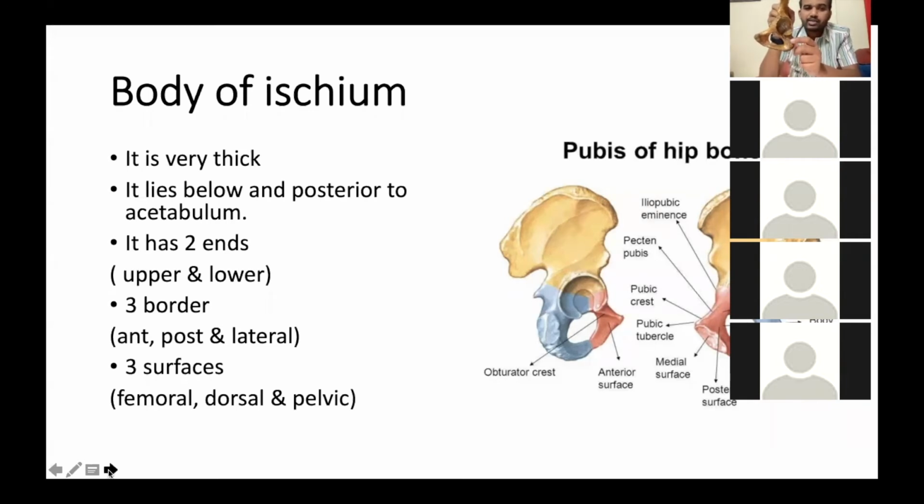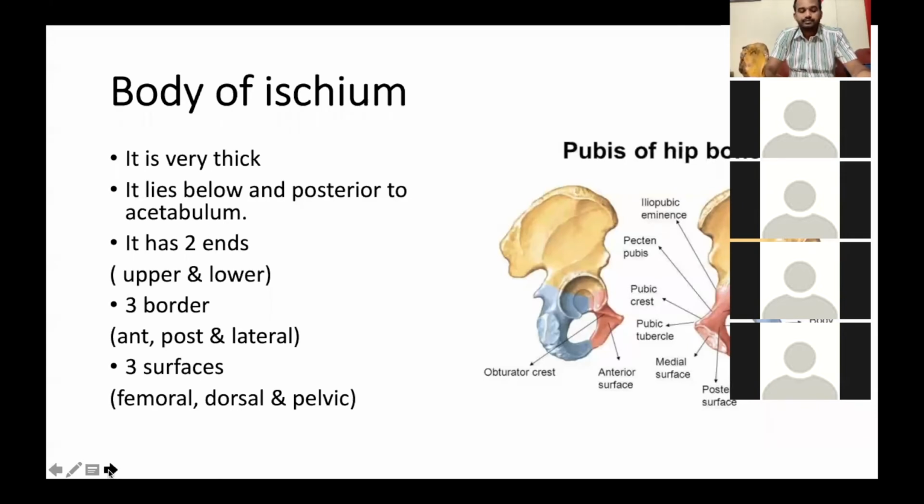This body has got two ends: one is the upper end and number two is the lower end. It has got three borders: one is the anterior border, number two is the posterior border, and number three is the lateral border. So this body of the ischium has got two ends, upper and lower, three borders, anterior, posterior, lateral, and three surfaces, femoral, dorsal, and pelvic surfaces.